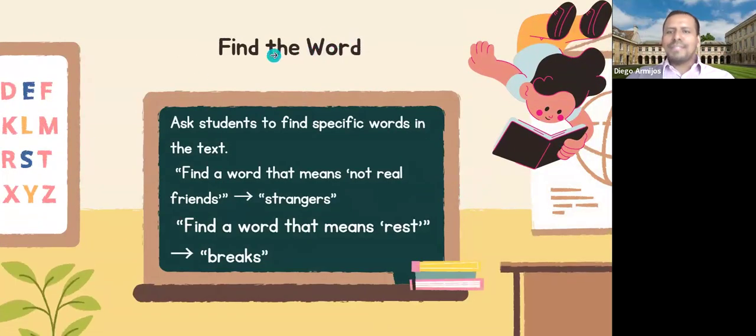Next one we have find the word. This is another amazing activity that you can do with your students. For example, find a word that means not real friends. So they have to read, they have to find a word related to this, and they might find strangers. Or find a word that means rest. Oh my goodness, they may have questions, and then you have to interact with the students as well. And of course, they're going to find breaks, or maybe the more knowledgeable student can help the other as well here.